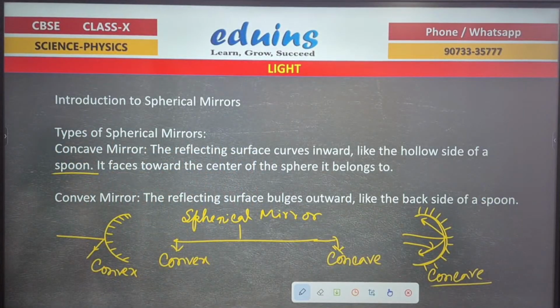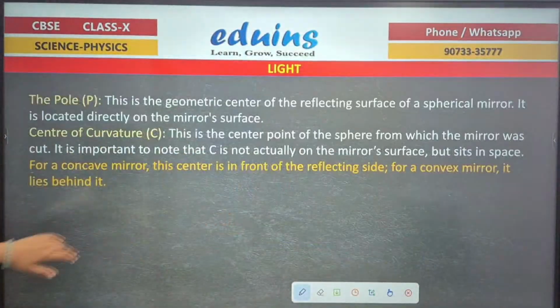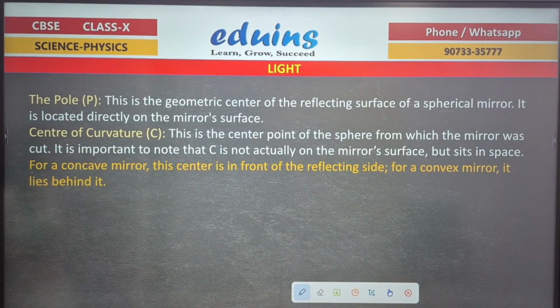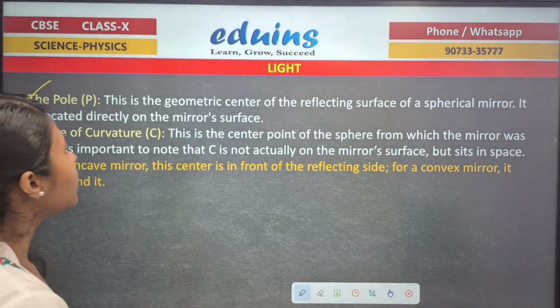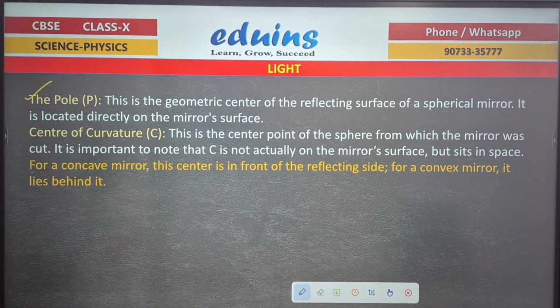Now, after the definition, we have to know the definitions of each point of the mirror. At first, we have to know about the pole of the mirror. This is the geometric center of the reflecting surface of a spherical mirror. It is located directly on the mirror's surface.